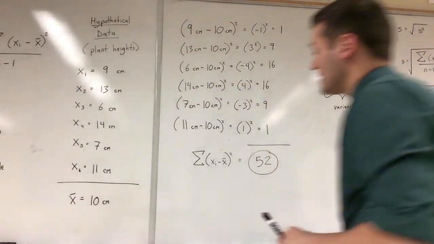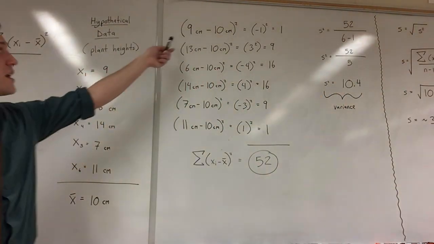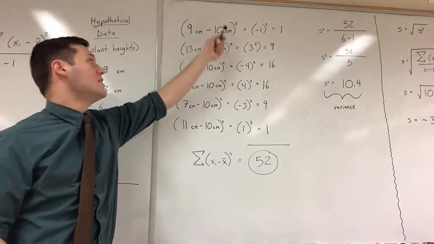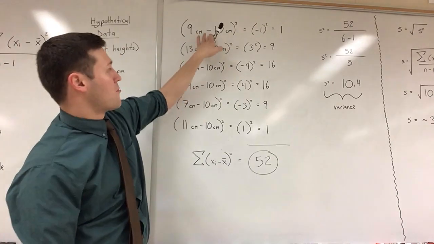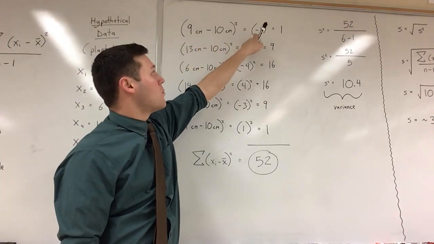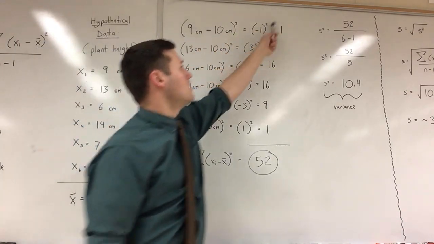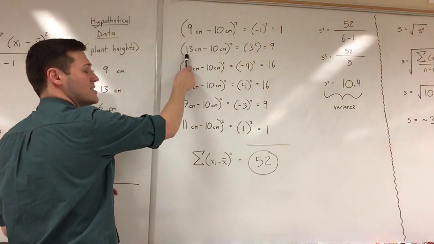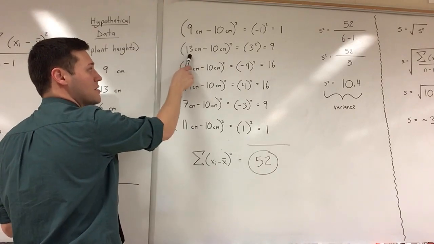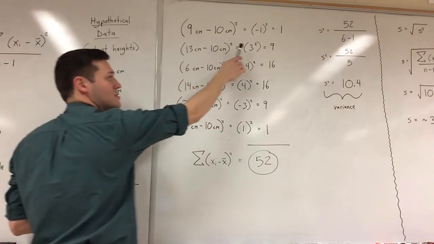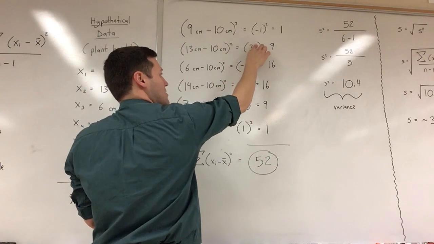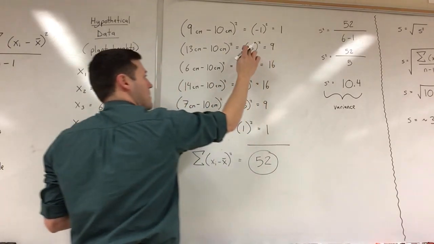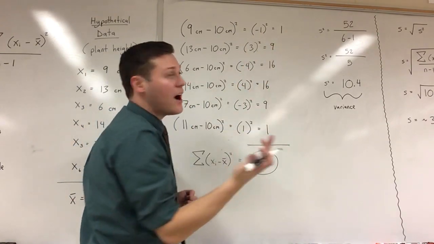Over here I did just that. I took my first data point, 9 centimeters, minus the average, 10, squared it. Before I squared it, that was negative 1. And when I squared it to get rid of the negative symbol, it was 1. My second data point, the second plant, grew to 13 centimeters, minus the average, which is 10, so that's 3. Let me put that square symbol on the outside. Now we have 3, square that, we have 9.